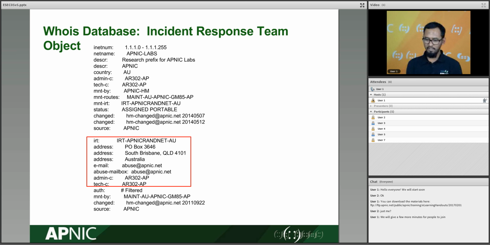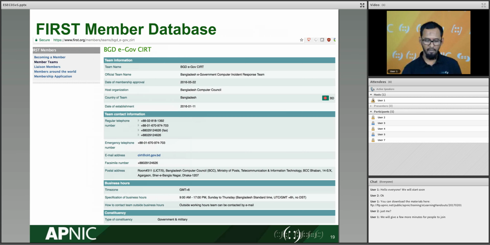So the use of the Whois database providing contact information is basically part and parcel of the CSIRT world.